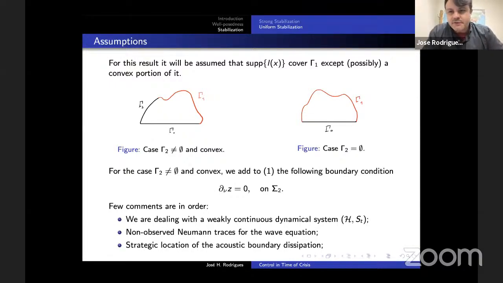Okay, so what happens if the boundary dissipation does not act over the plate? We consider this particular case in which we allow the boundary dissipation to act on gamma 1, either in the whole portion of gamma 1 or with the exception of a convex portion of it, which we call gamma 2. So in order to solve the problem in this case, we need a particular field that will localize this boundary dissipation. In this case, we are dealing with a weakly continuous dynamical system because the boundary dissipation is not all over the plate anymore. And also, when we explore this problem, we have these non-observed Neumann traces for the wave equation.